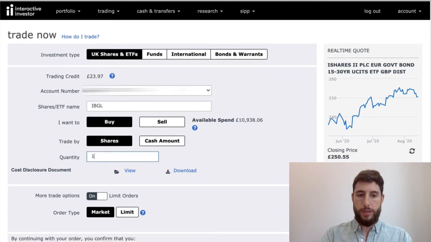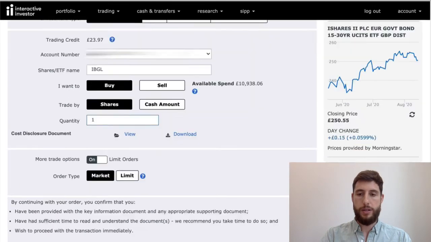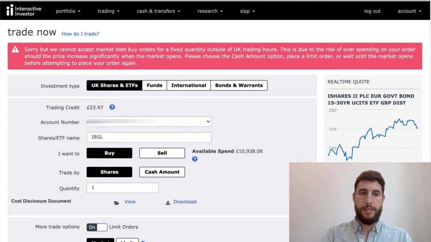Now the difficulty with this is that if you are not in trading hours, which we're not at the moment in the UK, it's just Monday to Friday during working hours, when I go to do it, it's giving me an error message. The reason is that it's saying we don't want to allow you to do that, because if you're saying you want to buy one share, that means we would have to buy that share regardless of the price. And so when it next opens up, it could be any price.